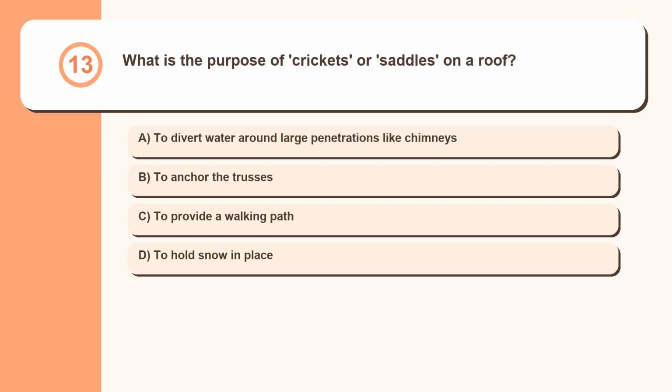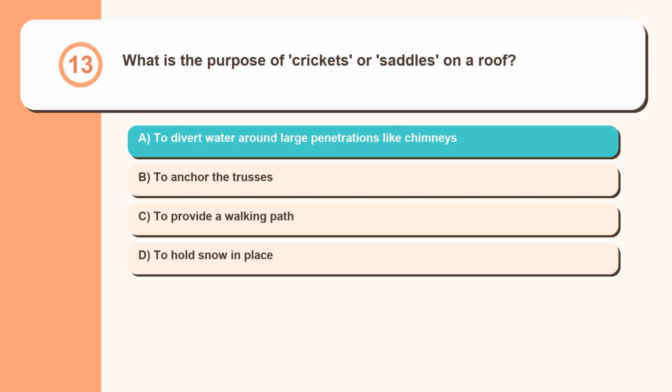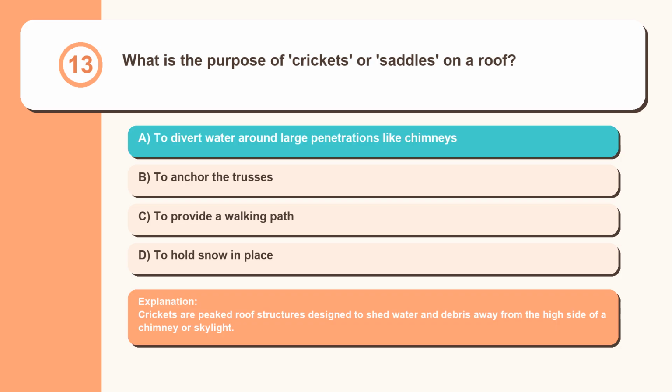Question 13. What is the purpose of crickets or saddles on a roof? To divert water around large penetrations like chimneys, to anchor the trusses, to provide a walking path, to hold snow in place. Crickets are peaked roof structures designed to shed water and debris away from the high side of a chimney or skylight.